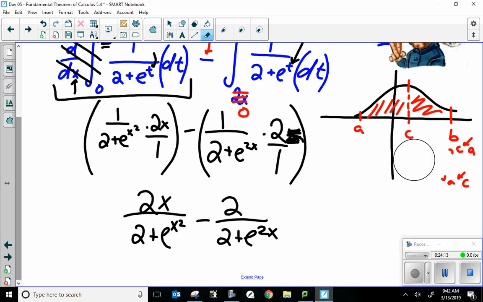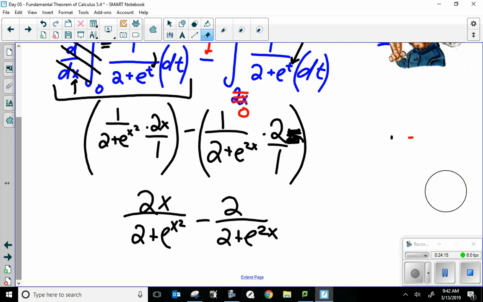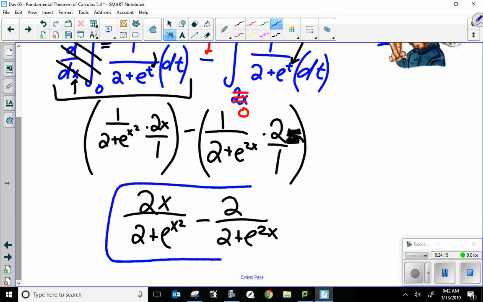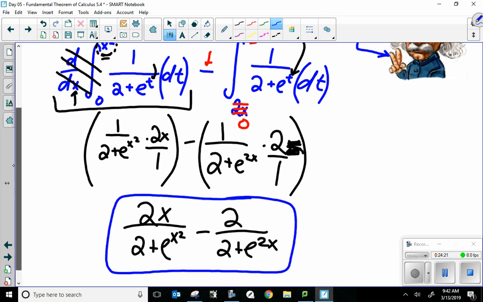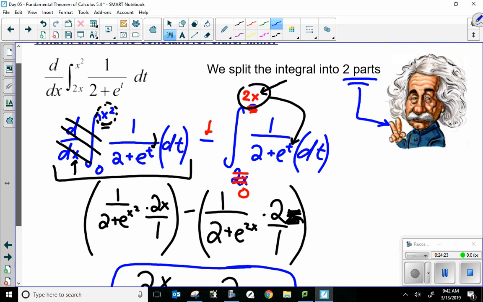Let me get rid of this bad boy here. All right, so this is my final answer. That's it. So what do I do? I take these both to 0. Okay, I split these. Typically, I would say from x squared to 0, then I would add the integration from 0 to 2x. But I want to flip these.